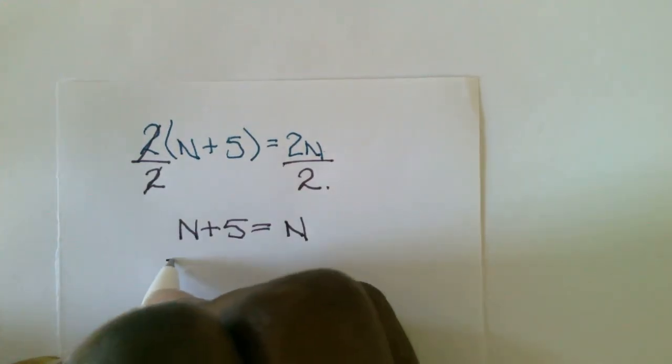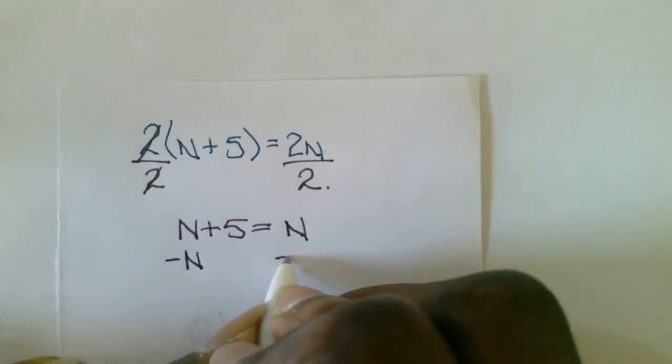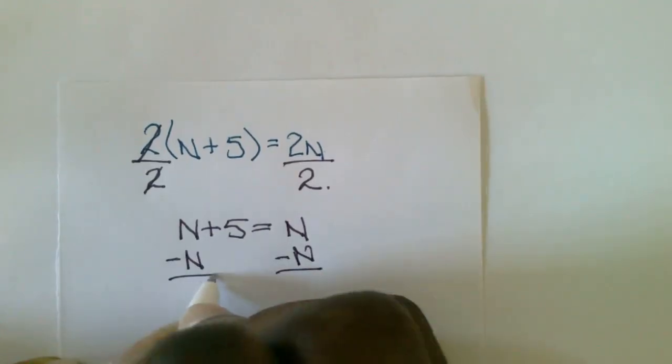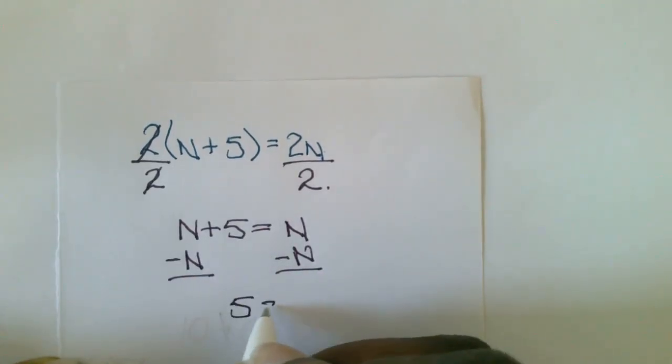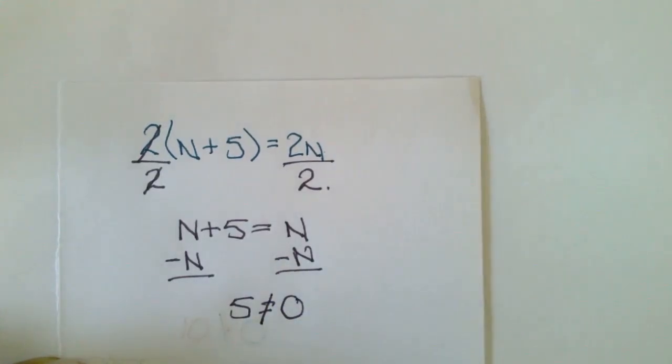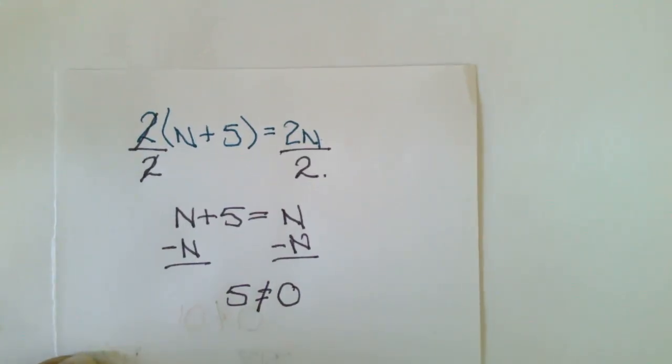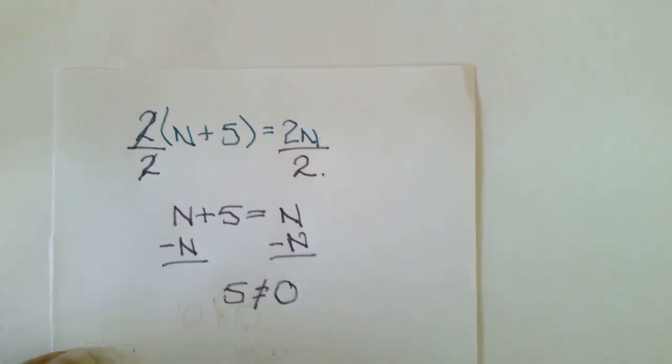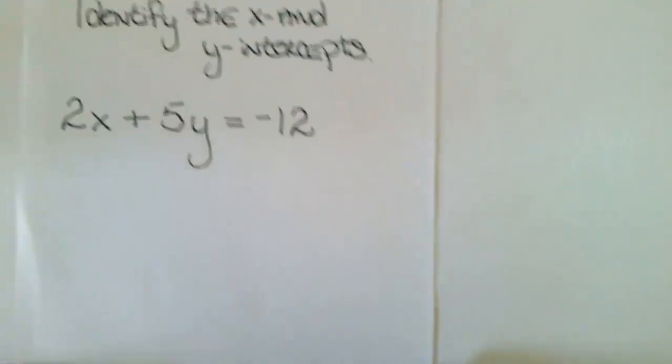Okay? And then again, we're going to get the same result by subtracting n on both sides. So you have this time 5 equals 0. And 5 cannot equal 0. So you still get the same result. Alright. Fabulous. Now, back to this one.